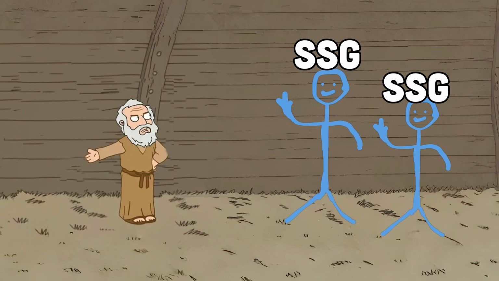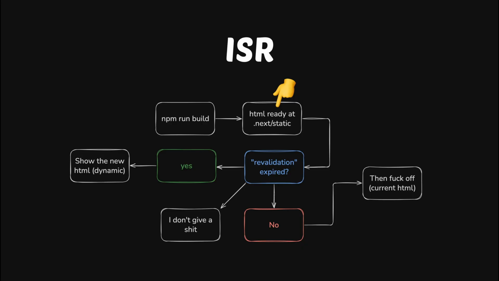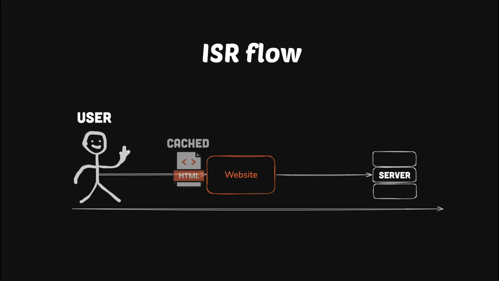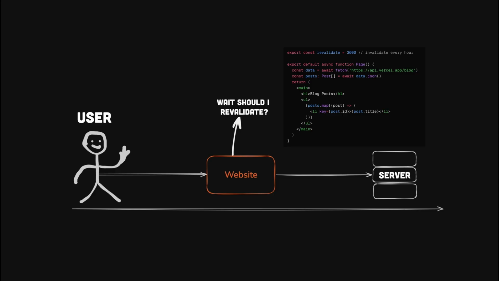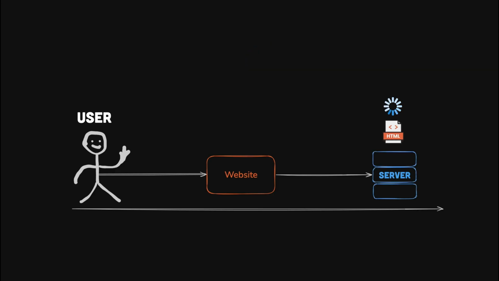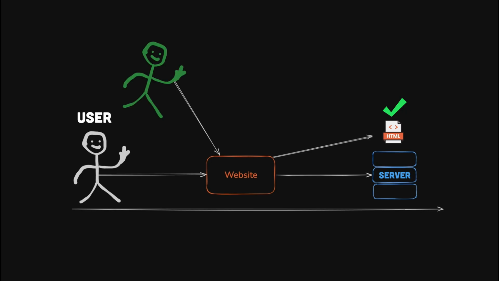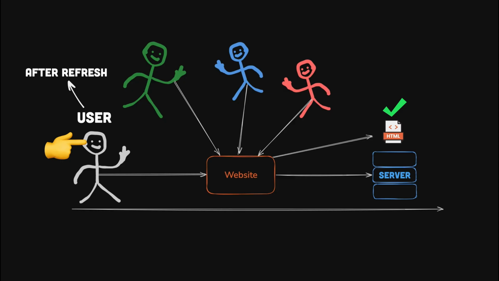It's kind of a combination of SSG and SSR. You will generate the HTML at build time, but you can also update that HTML on a regular basis using revalidation. Here's how it works. A user visits the website and gets the cached version of the HTML. If the revalidation time is expired, which is defined here, a new HTML file will be generated in the background. So when the next user visits the page, the HTML is updated thanks to the previous user. Then all the new users will also see the new version, including the first user.